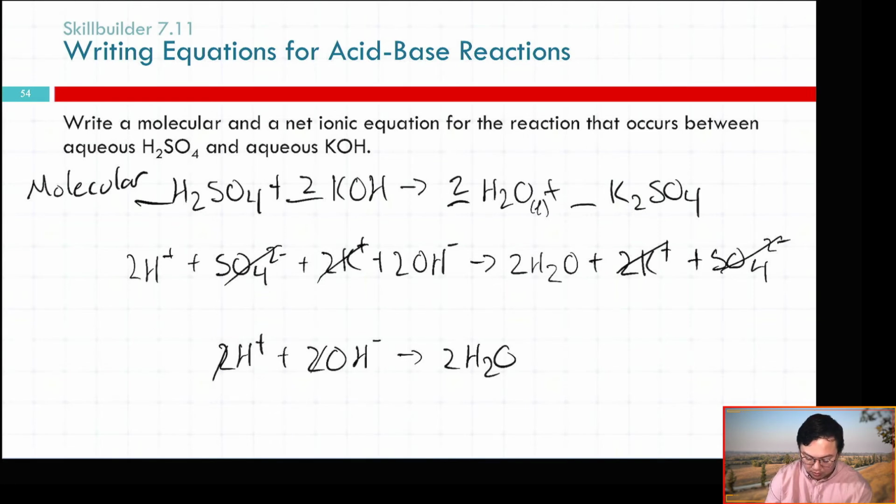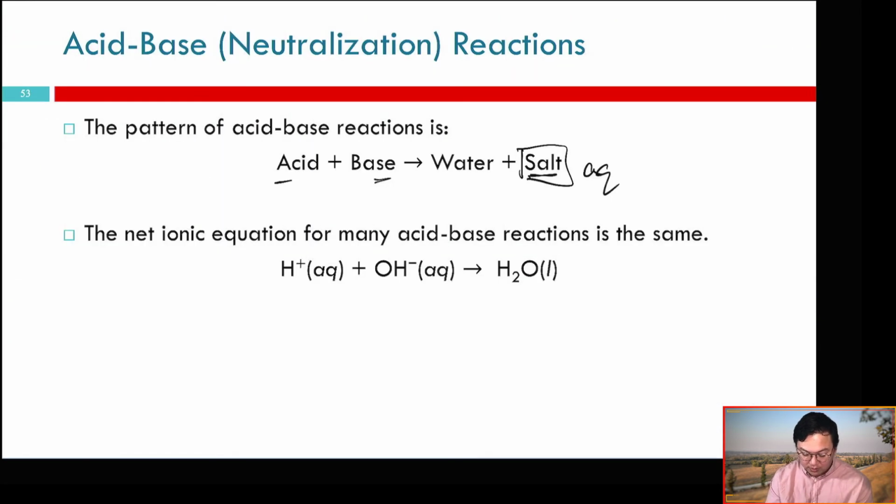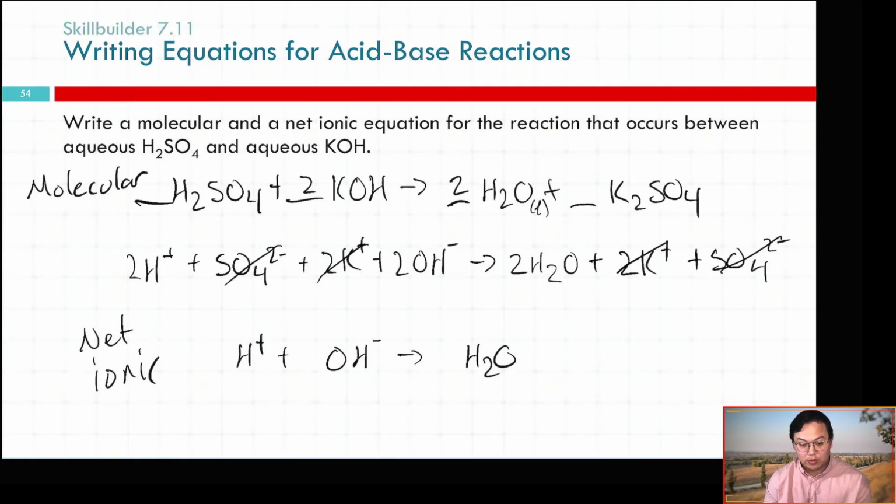Well, minus the coefficients, right? Write that down. Right, and just like we saw in our examples or when we were learning about these, we can see that, yeah, we do in fact get this exact same net ionic equation for this acid-base neutralization reaction.